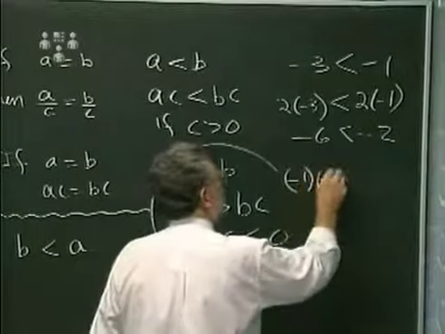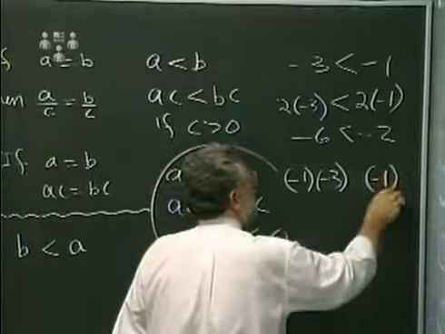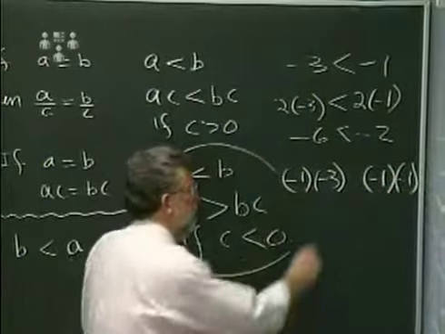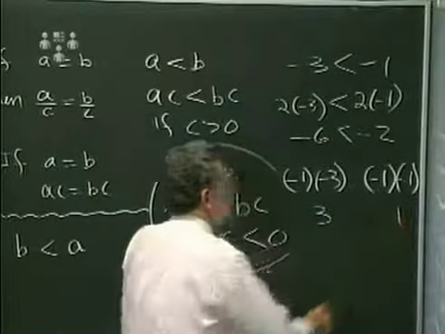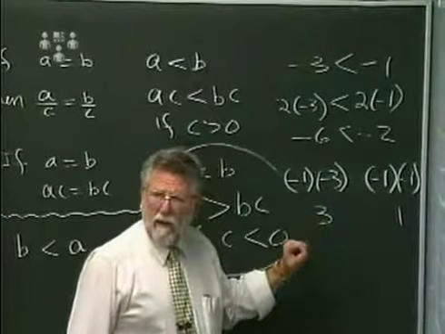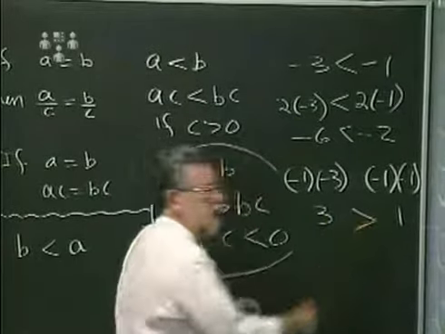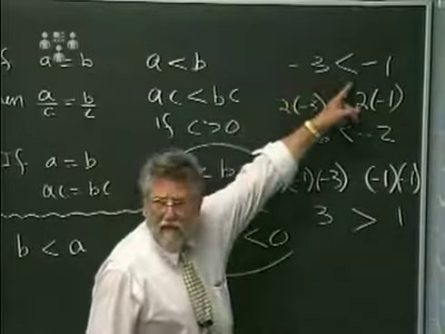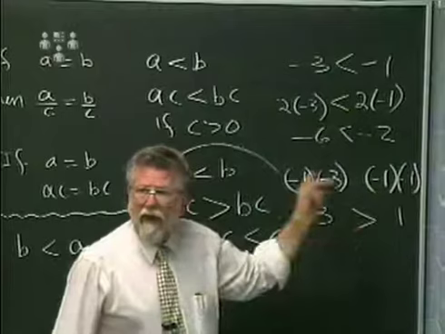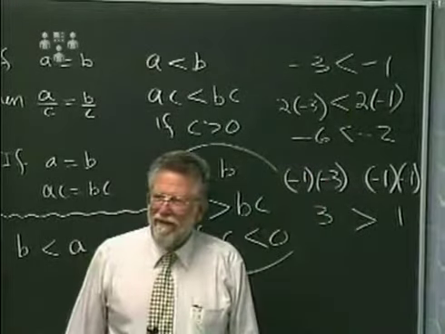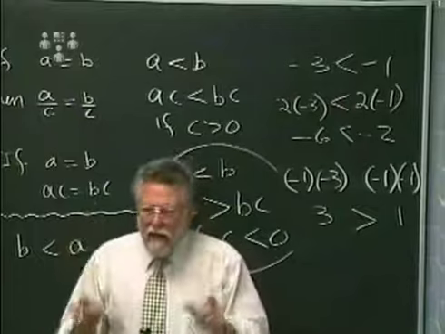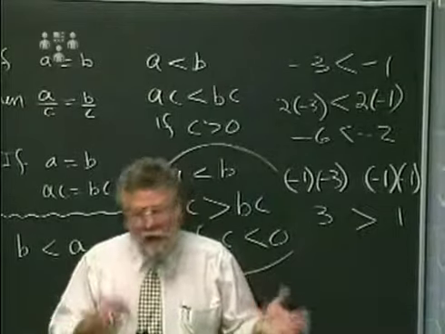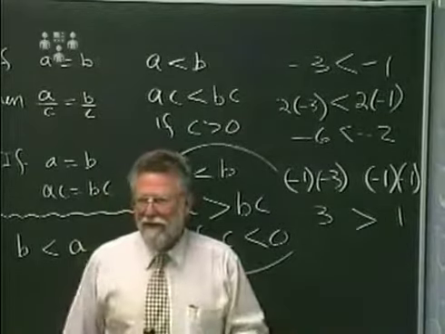Negative 1 times negative 3. And here I have negative 1 times negative 1. This becomes what here? 3, right? And this becomes 1. Now, is 3 to the left of 1 or to the right of 1? To the right of, hence greater than. So notice I started with a left of and went to a right of because I multiplied by a negative number. Either multiplied or divided by a negative number, you flip the inequality symbol. So you go from a left turn to a right turn, or a right turn to a left turn.